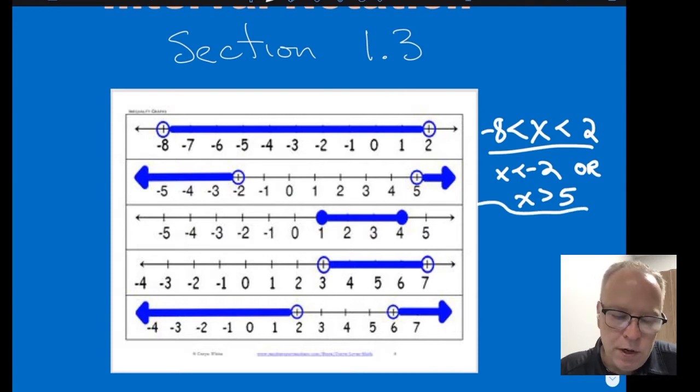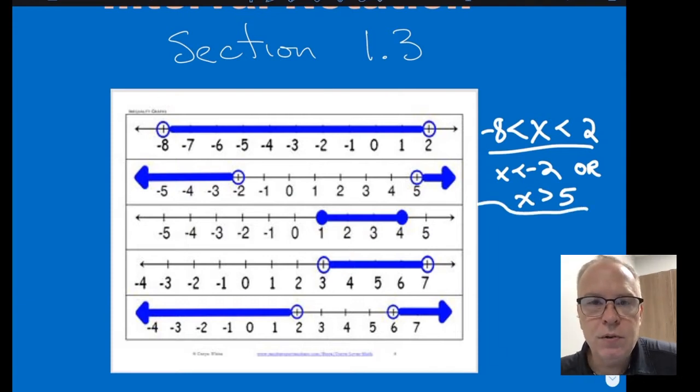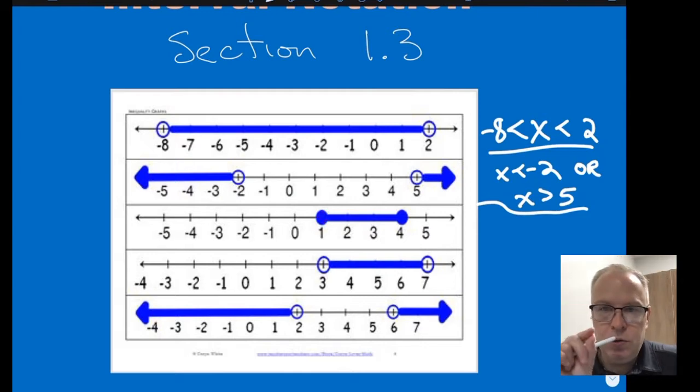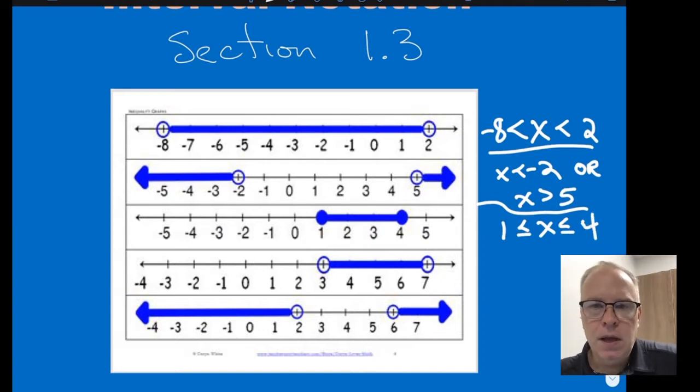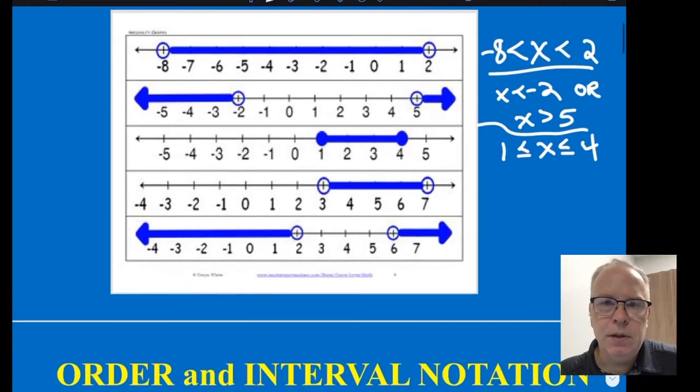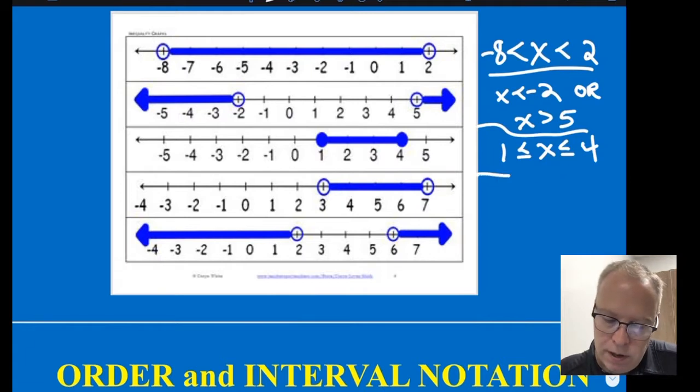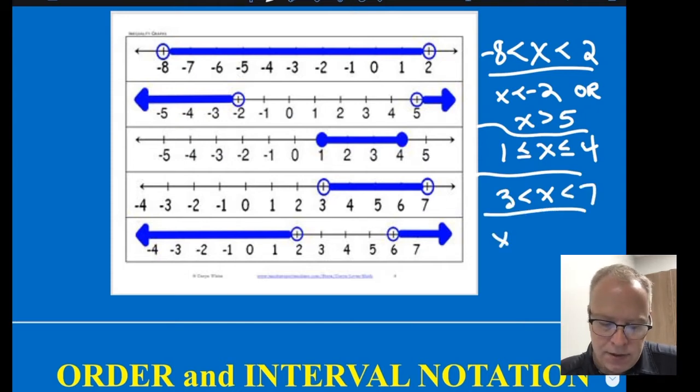Now the third one, what do you notice is different there? Okay, it's a closed circle. With a closed circle, we're going to use the greater than or equal to or less than or equal to symbols. So x is once again between, and this time it's 1 to 4. And you always put the smaller number on the far left. On the fourth one here, we have x between 3 and 7. And then on the last one, x is under 2 or x is greater than 6.